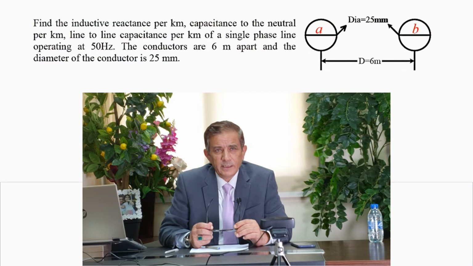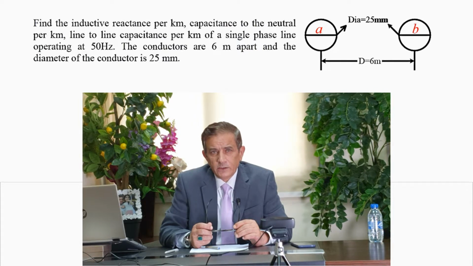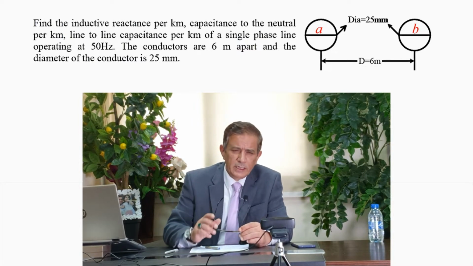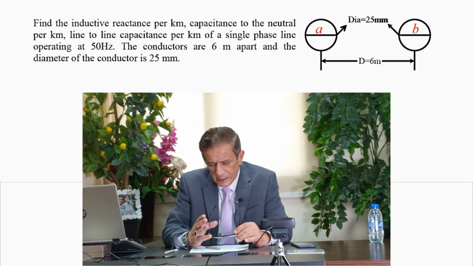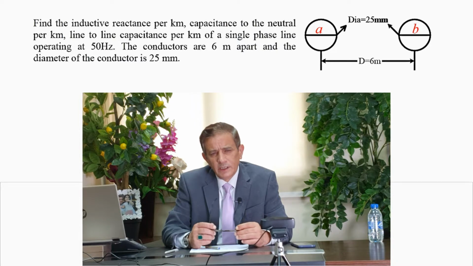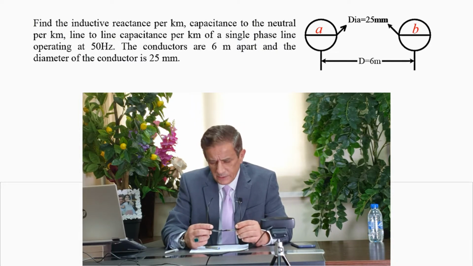That's all. So for this example, find the inductive reactance per kilometer, capacitance to the neutral per kilometer, line-to-line capacitance per kilometer of a single phase line operating at 50 Hz. The conductors are 6 meters apart and the diameter of the conductor is 25 millimeters. The most important thing in any question, in any quiz, in any test, is to understand the question. If you don't understand the question, you will not be able to solve it, even if you know how; you have to understand it first.